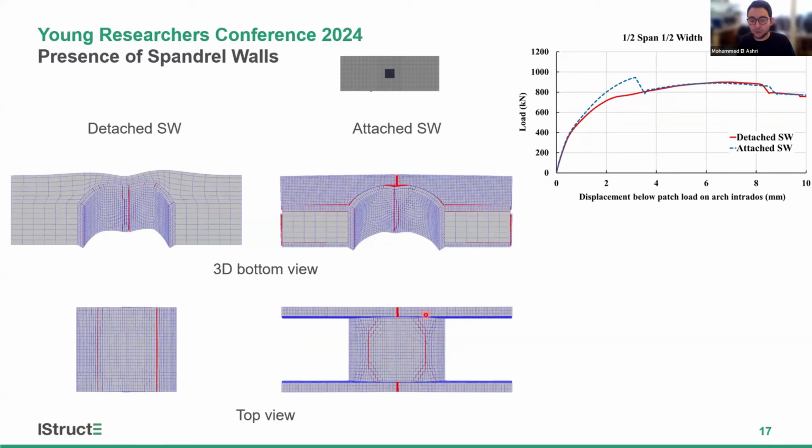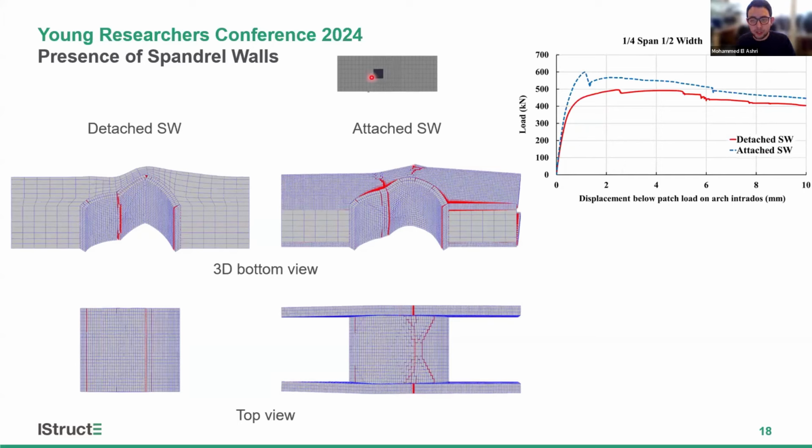Therefore, the confining effect is maintained all over this analysis. Shifting the load to quarter span, we notice a similar trend in the response. However, it is converging, but it didn't manage to reach the detached case yet, because we can see that the separation between the arch barrel and the spandrel walls is not fully achieved along the whole thickness. And again, the confining effect is maintained here.